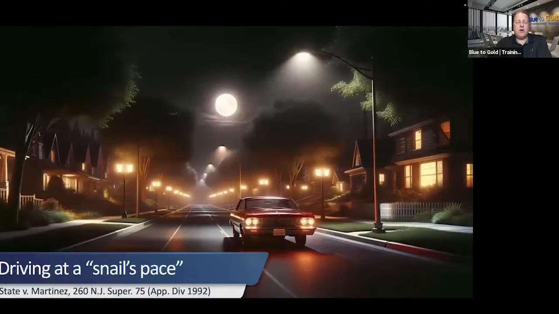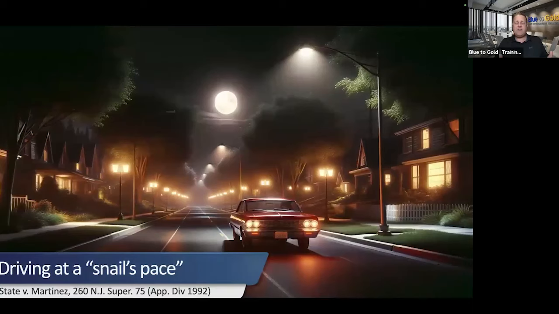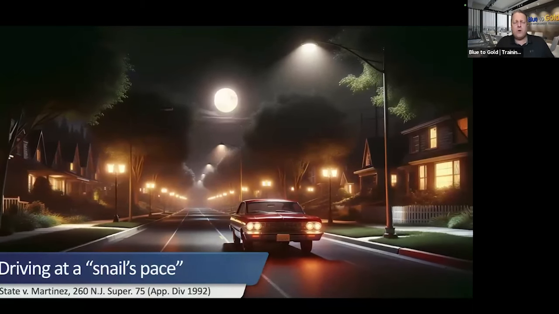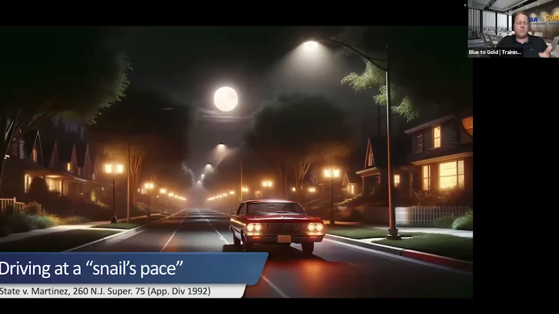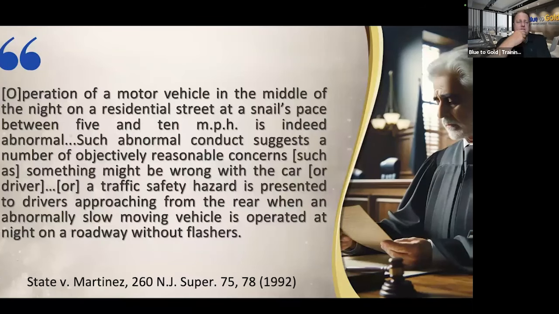Here is a car that was, quote, driving at a snail's pace, 5 to 10. So it's a 25-mile-an-hour residential area. It's late at night, I think it's like 4 in the morning. And the officer observes this car again, driving really slowly up and down the street, 5 to 10 miles an hour. And the court says that's definitely abnormal.